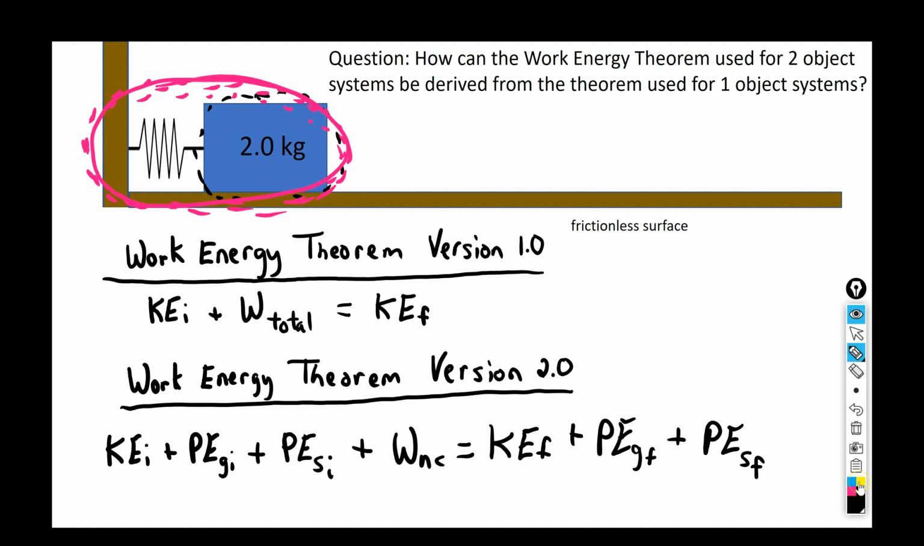Today's lesson is all about showing the derivation between the first version and the second version. The question is, how can the work energy theorem used for 2 object systems be derived from the theorem used for 1 object systems? All right, so here we go. We start off with version 1.0, the initial kinetic energy plus the total amount of work done equals the final kinetic energy.